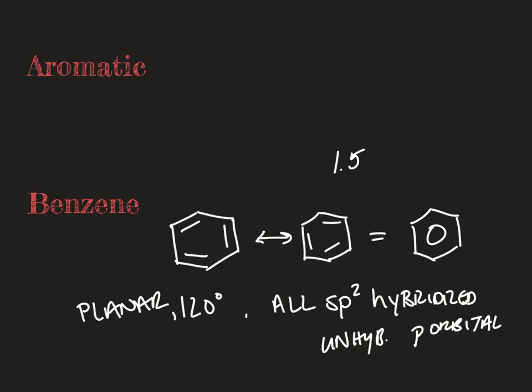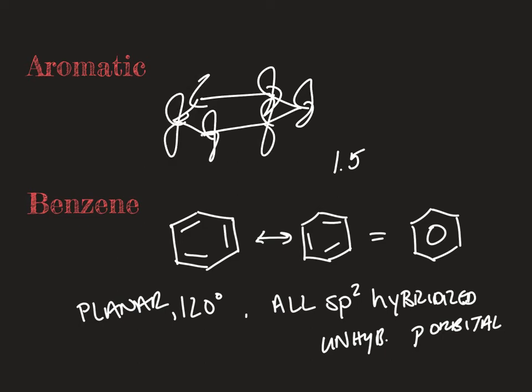So if we try to look at this at an angle, all of those p orbitals, you've got overlap around the top of the ring, overlap around the bottom of the ring, and those electrons easily move from carbon to carbon. So this resonance aromaticity leads to benzene being much more stable than you would expect it to be.